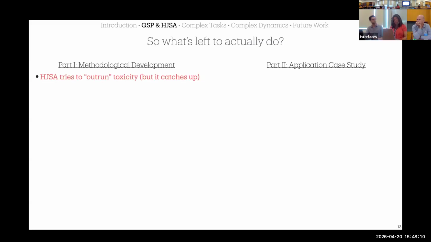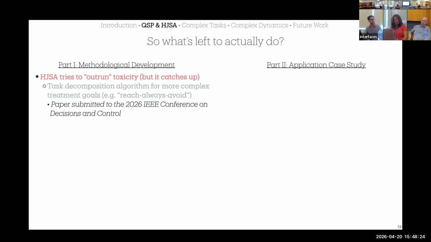The first one is that, unlike in robotics, this algorithm is going to try to outrun toxicity. And this has to do with a very nuanced mathematical fact. It was not immediately clear how you could actually fix this, but it turns out the way to do this is with this task decomposition algorithm that hopefully I can touch on in the time now.